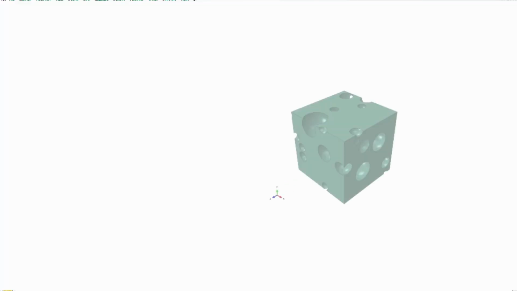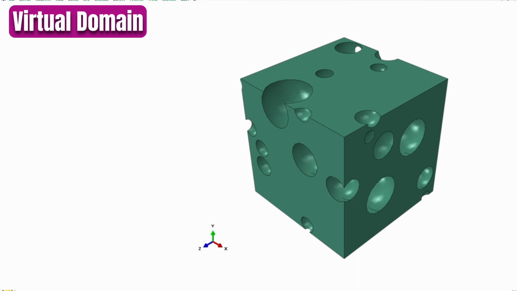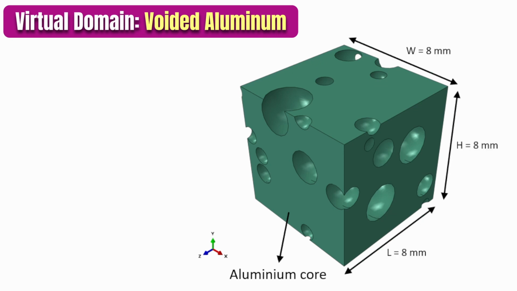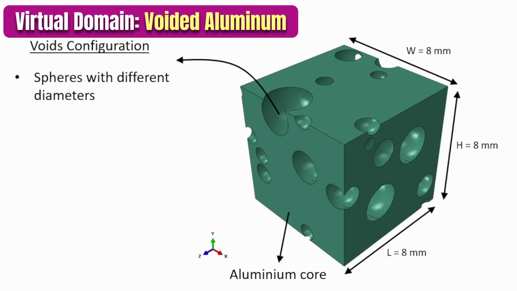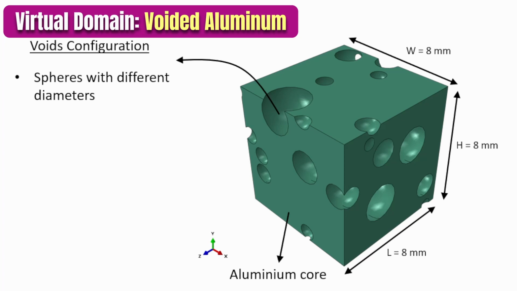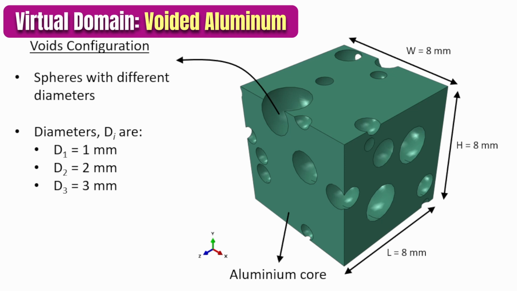Now, the first thing we need to consider here is actually the virtual domain. So, like I said previously, the virtual domain here is going to be a voided aluminium material that is shown in this case. And the dimensions of this aluminium are 8 by 8 by 8 millimeters. It could be any dimension. And the void configuration that we're using within this case is going to be made of spheres with different diameters. And this is just because I wanted to have something that is a polydispersed distribution of the spheres. And so different diameters were considered, and the diameters under consideration here are 3 types of diameters: a small diameter of 1 millimeter, a middle diameter of 2 millimeter, and a large diameter of 3 millimeter.